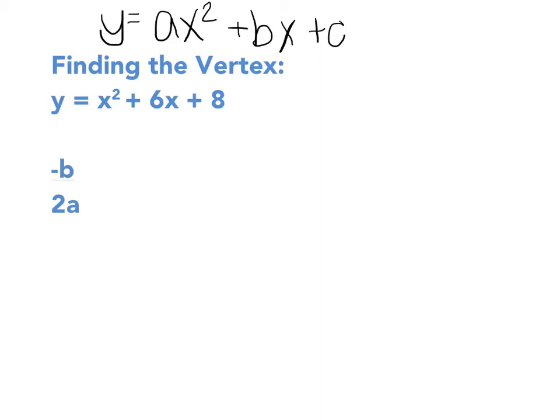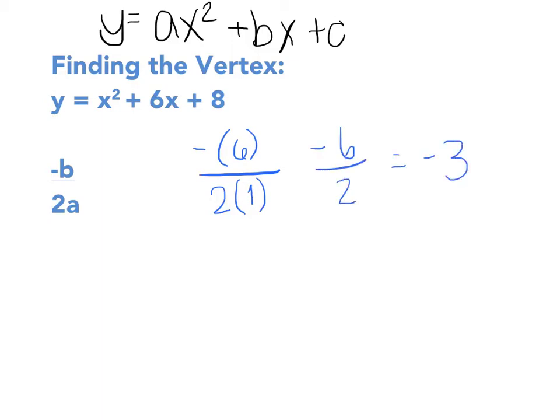So b is 6, so I'm going to put a negative 6 all over 2 times a. There's a ninja 1 there, so 1. So our vertex, the x value, is negative 6 over 2 equals negative 3. So x equals negative 3 at the vertex.